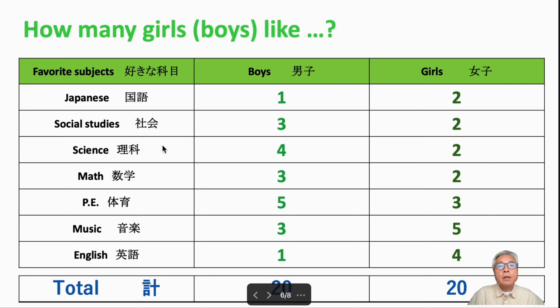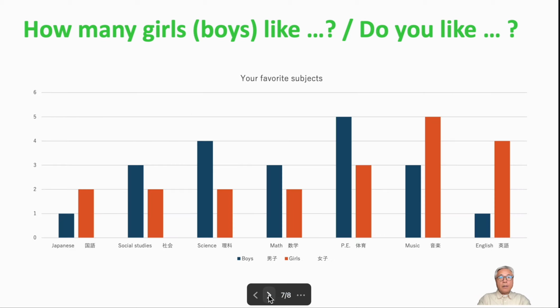Okay, it's your turn to make a graph. Alright? Last time you did research, you got the data. How many girls, how many boys like which subject. Alright? This is sample data. Okay? There are 40 students in total. There are 20 boys and 20 girls, and this is the data. These are data, right?